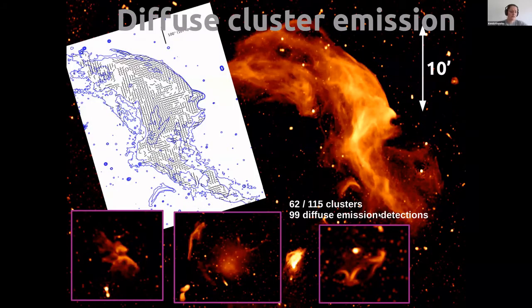Right, then on to diffuse cluster emission. I'll go through this quite quickly. This is just an example to show you what we've got. Of the 115 clusters, 62 of them have some diffuse emission detection, and it's 99 detections in total, and 56 of those are new. So it's a really good return in terms of diffuse emission cluster studies.